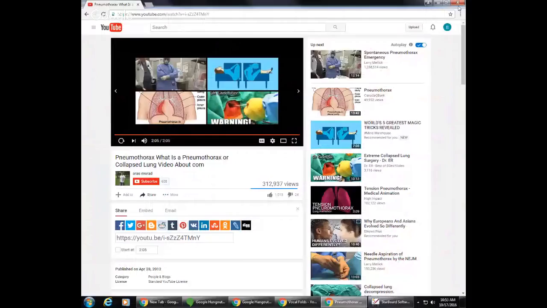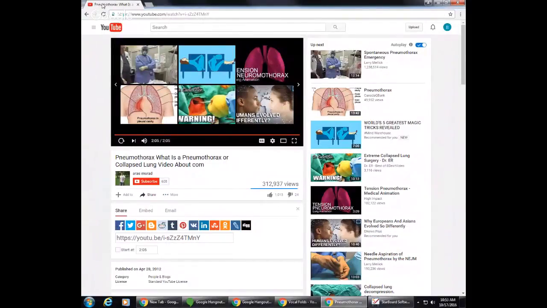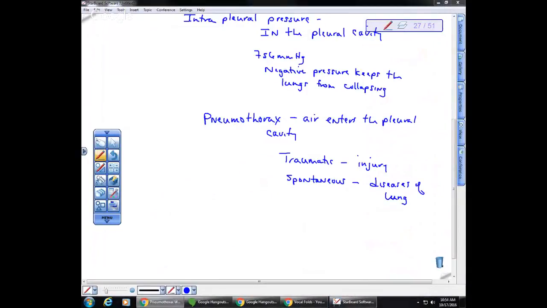So lung collapse actually has a very fancy name, and it doesn't always happen with a pneumothorax, but if the lung does collapse, it's called atelectasis. And I've got to look at my notes to spell that.